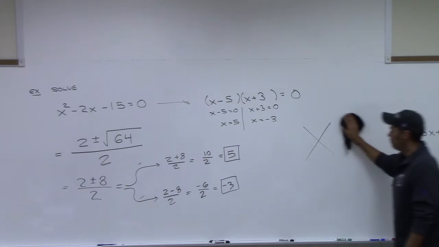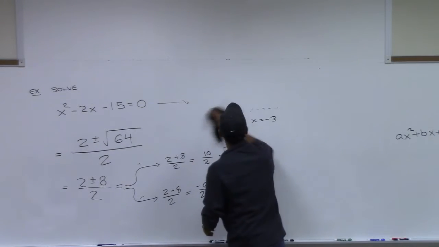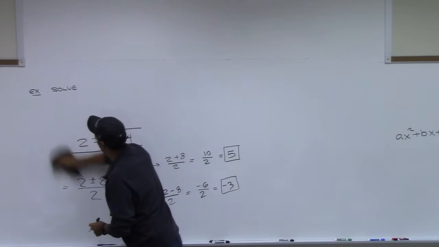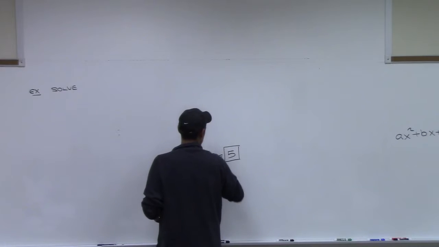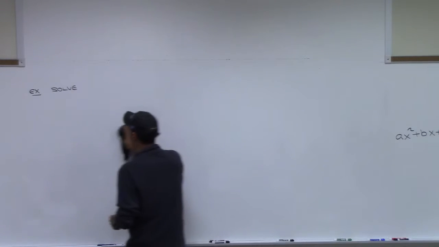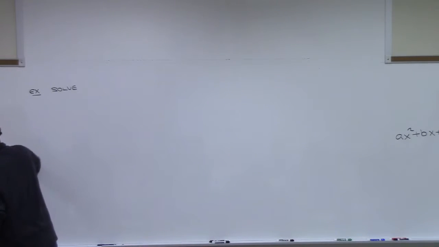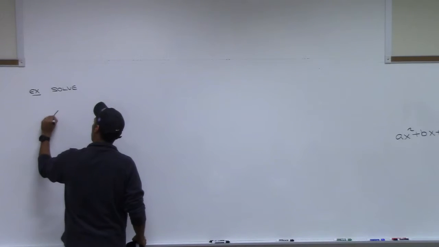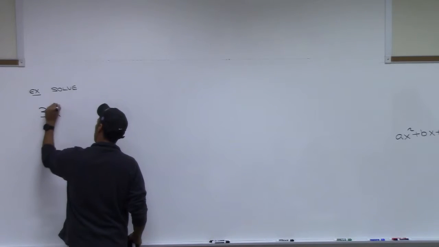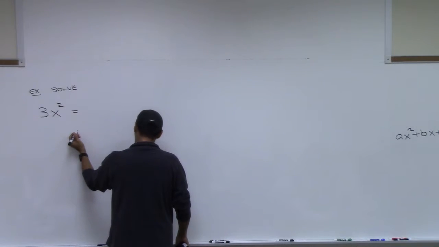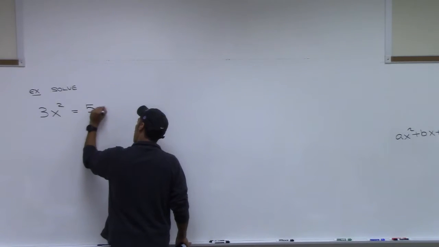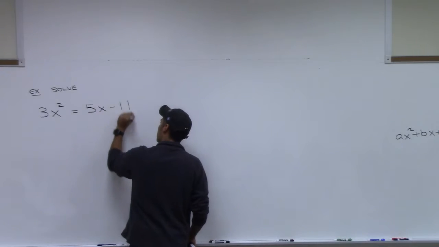Okay, let's do another one. We got some nice answers there, didn't we? 5 and negative 3. Nice little integer answers. So let's do this one. Let's go 3x squared equals 5x minus 11.